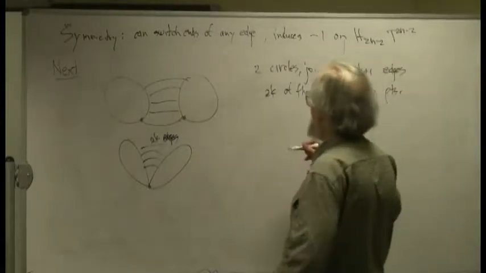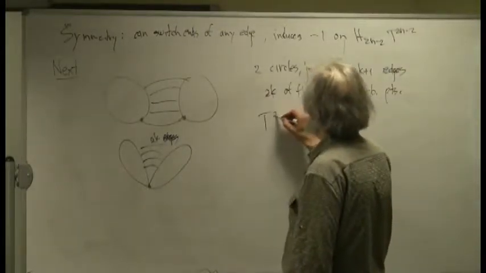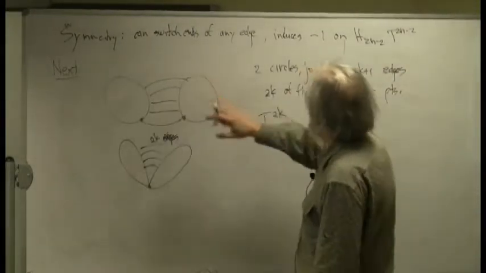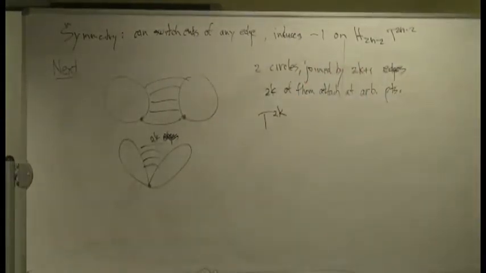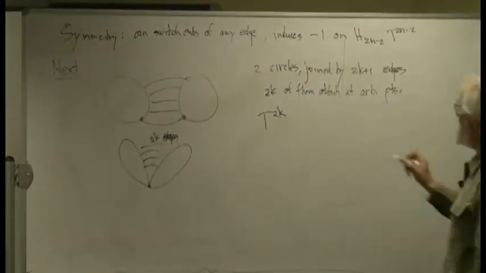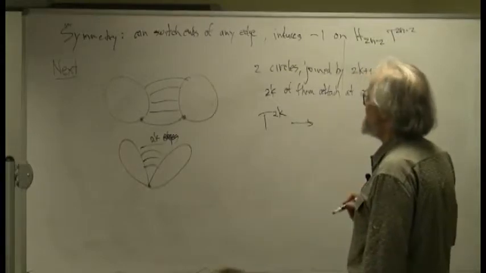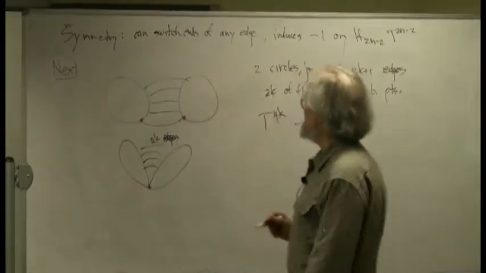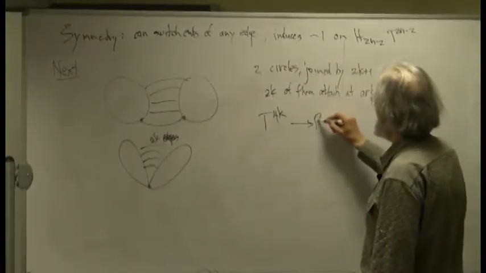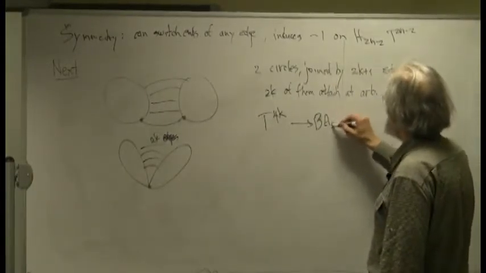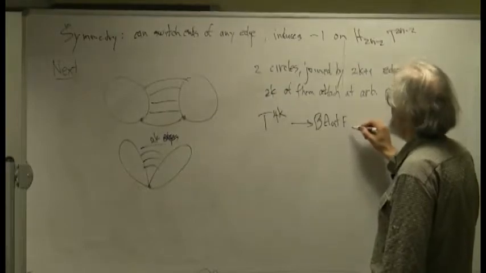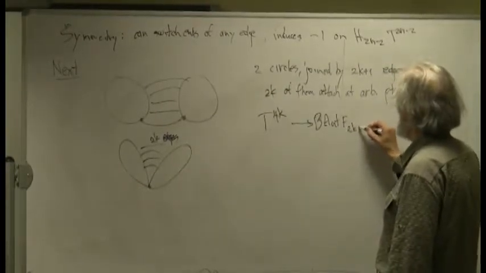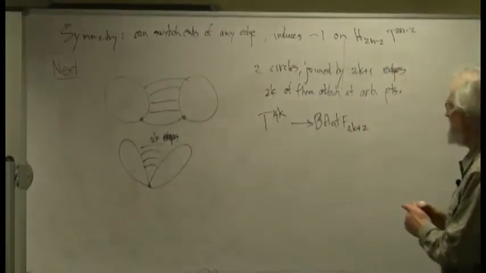So this gives you a map of a 2k torus, because all but one of the edges can attach arbitrarily. 2k, 4k, because there are two endpoints to each edge, into B Aut F, and the rank here is 2k plus 2, if you compute it out.